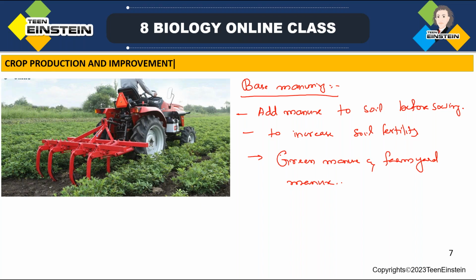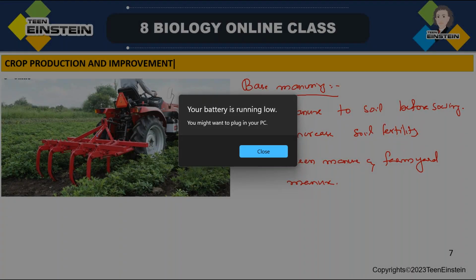If the soil is dry or in a hard condition, before plowing you need to water it. Then you need to do this by using different plowing methods.